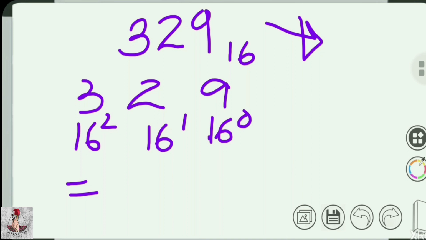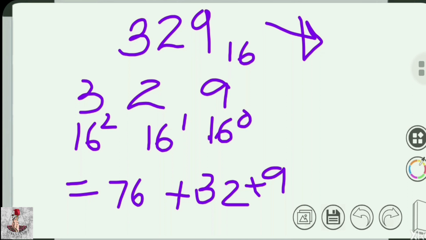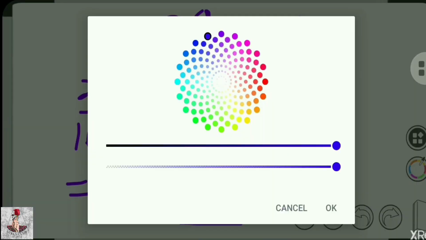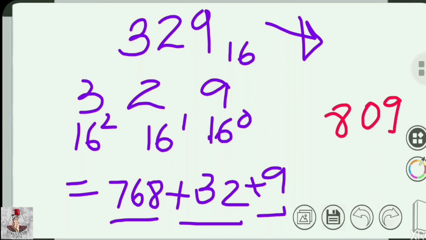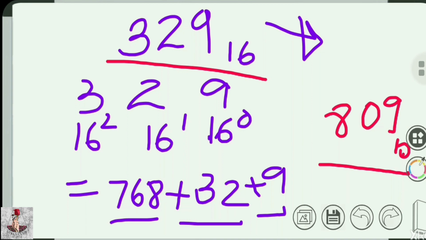16 to the power 0 is 1, and 1 into 9 is 9. 16 to the power 1 is 16, and 16 into 2 is 32. 16 to the power 2 is 256, and 256 into 3 is 768. So altogether the total is 768 plus 32 plus 9, which gives 809 to the base 10. So 329 to the base 16 has the decimal number 809 to the base 10.